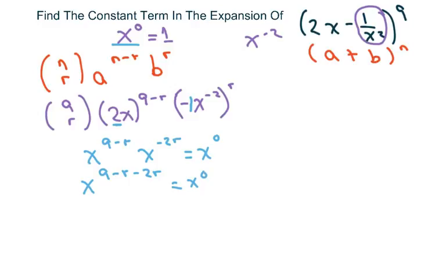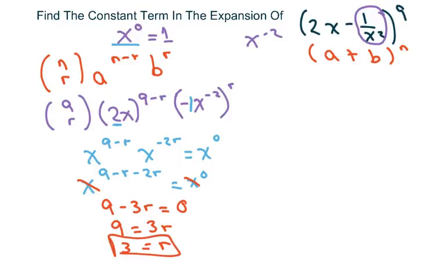So the x's can cancel here. Well, they don't really cancel, but we don't have to deal with them. So we have 9 minus 3r equals 0. Clearly r is 3, or you can just solve for r this way. So r is 3, and we're just going to plug this back into this equation, and then we can find the constant term.